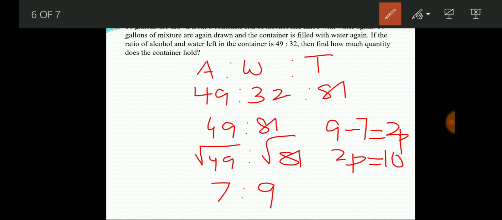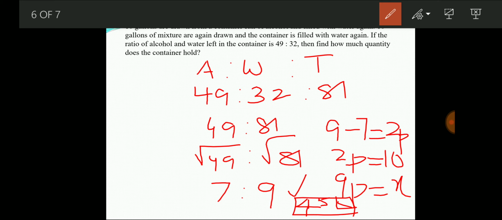Now the question is, how much quantity does the container hold? 2 parts is 10 liters. We know the container holds 9 parts. So if 2 parts is 10 liters, then 9 parts is 45 liters. Just cross multiplication: 2 into 5 is 10, then 9 into 5 is 45 liters. A very simple shortcut? Yes. So through this shortcut we can get to the answer.